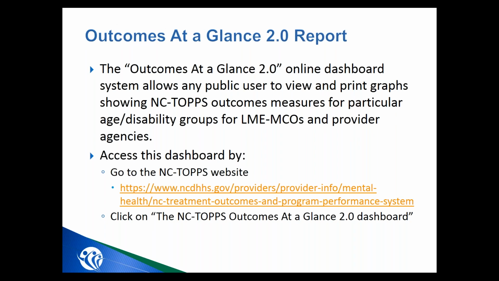Okay, the last report I'm going to speak about is the Outcomes at a Glance 2.0 report. The Outcomes at a Glance 2.0 report is a dashboard system that allows any public user to view and print graphs showing NC-TOPPS outcome measures for particular age and disability groups for the LME/MCO as well as provider agencies. You can access this dashboard by going to the NC-TOPPS website and clicking on the NC-TOPPS Outcomes at a Glance 2.0 dashboard.